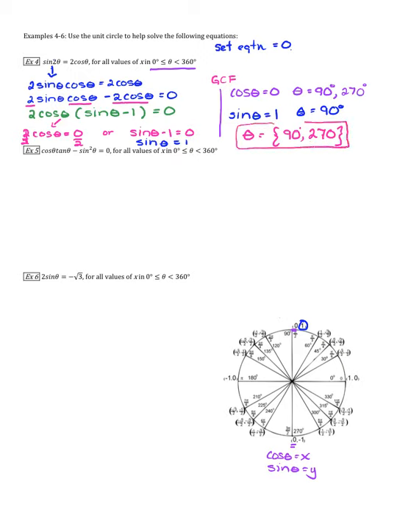All right, so it's really relying heavily on looking at your unit circle. Okay, so we're going to go on to the next one. So let's look at this. Cosine theta tan theta minus sine squared theta equals 0, again, for one revolution around the unit circle.